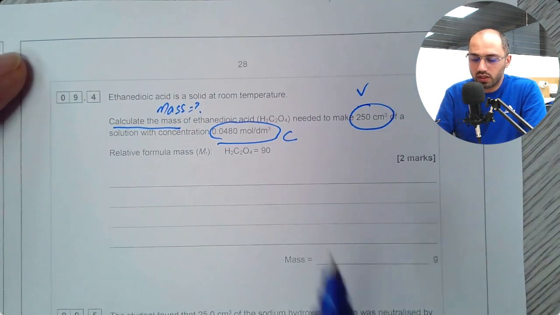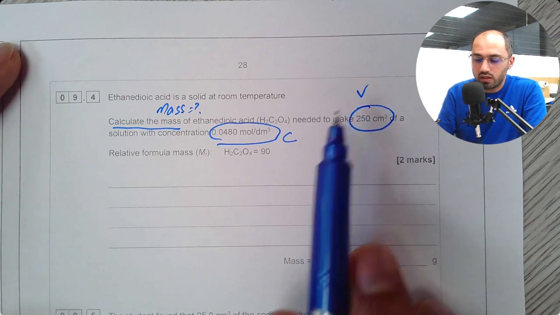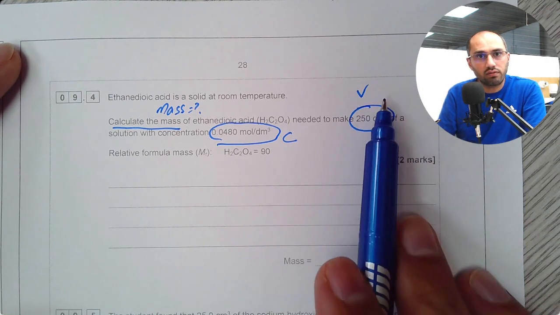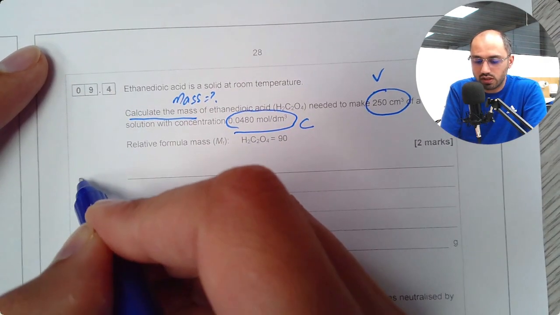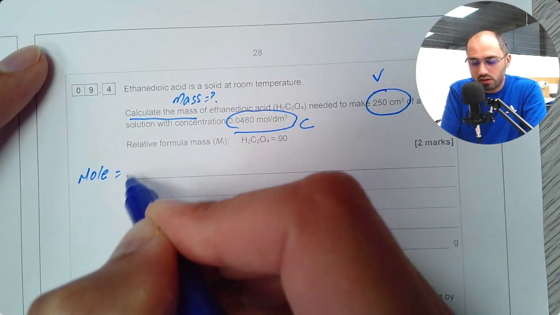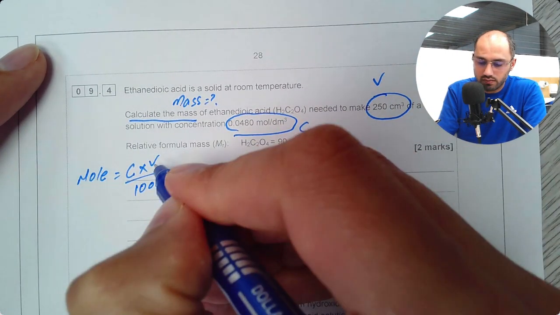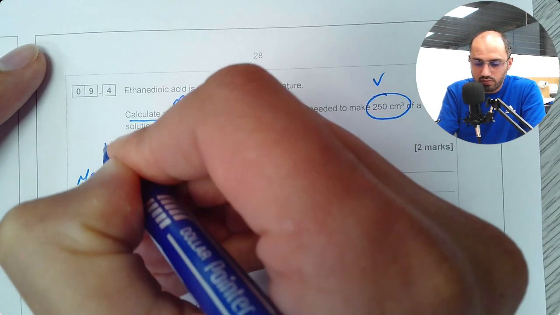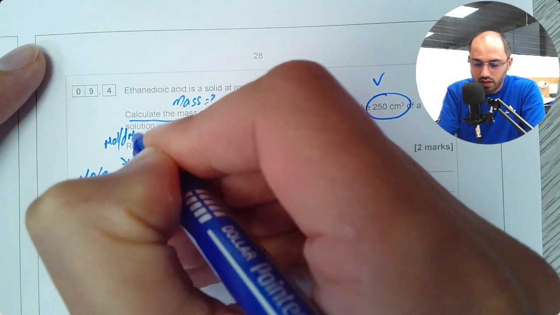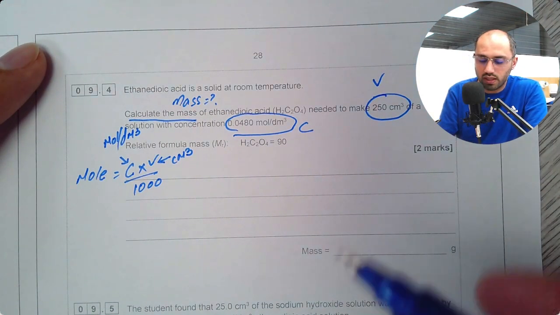Now, we can't work out mass directly from concentration and volume, but we know if you are given the concentration and volume, you can convert that into moles using the expression moles equals C times V over 1,000. Remind yourself, this volume has to be in cm³. This concentration has to be in mol per dm³. Now, all you have to do is plug in the numbers and solve and you'll end up with the value of moles.